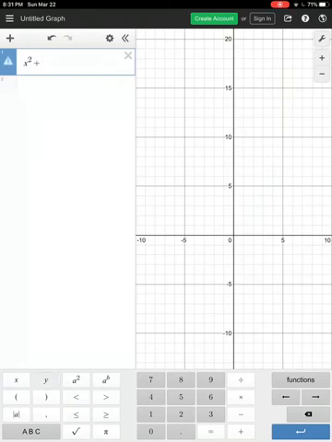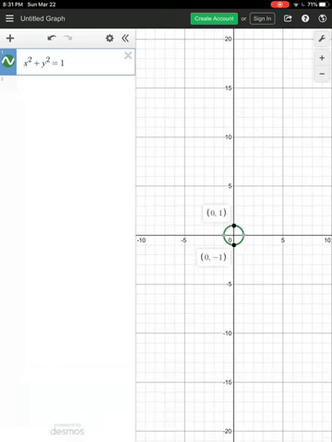X squared plus y squared equals 1. All right, so you got that little circle there. So definitely it's going to hit more than one point at a time. All right, so this is not a function. Again, I saw the y squared. I knew it was not a function.